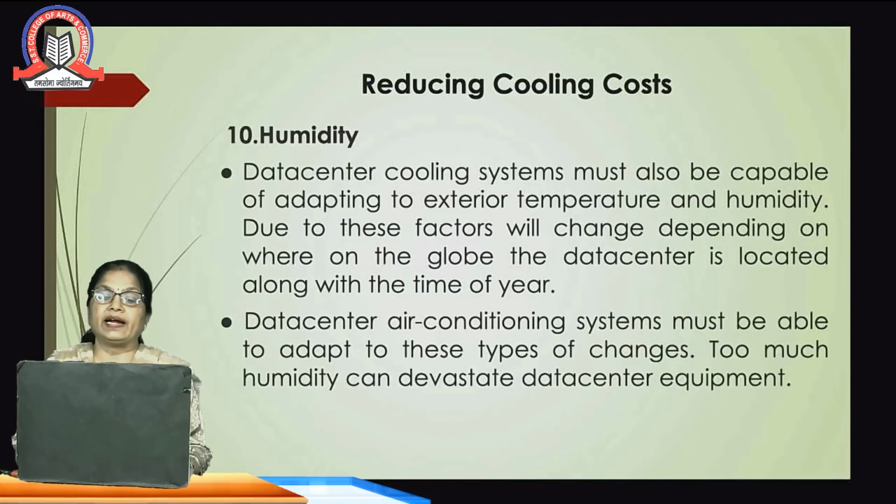Humidity. Data center cooling system must also be capable of adapting to exterior temperature and humidity. These factors will change depending on where on the globe the data center is located along with the time of year. Data center air conditioning system must be able to adapt to these types of changes. Too much humidity can devastate data center equipment.